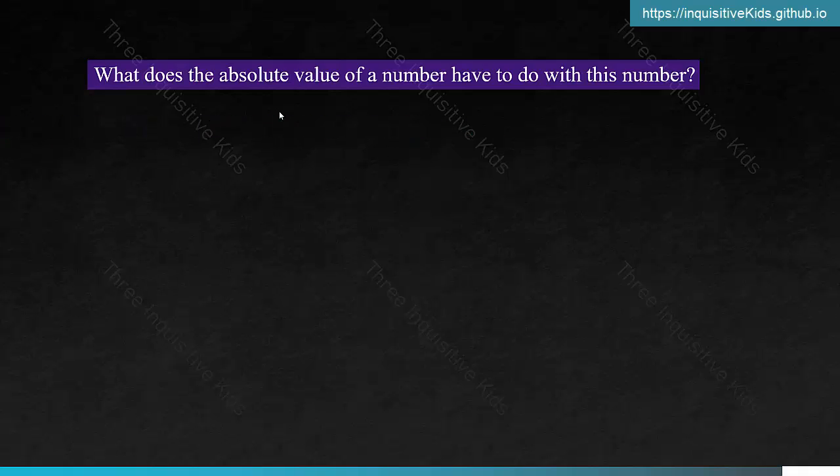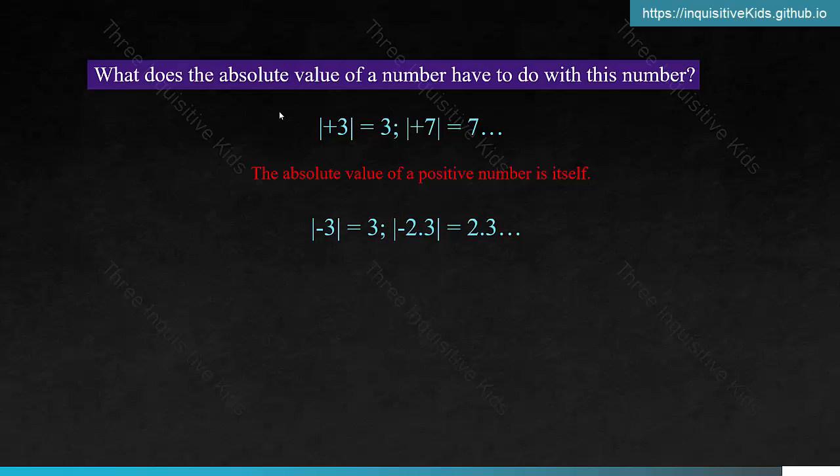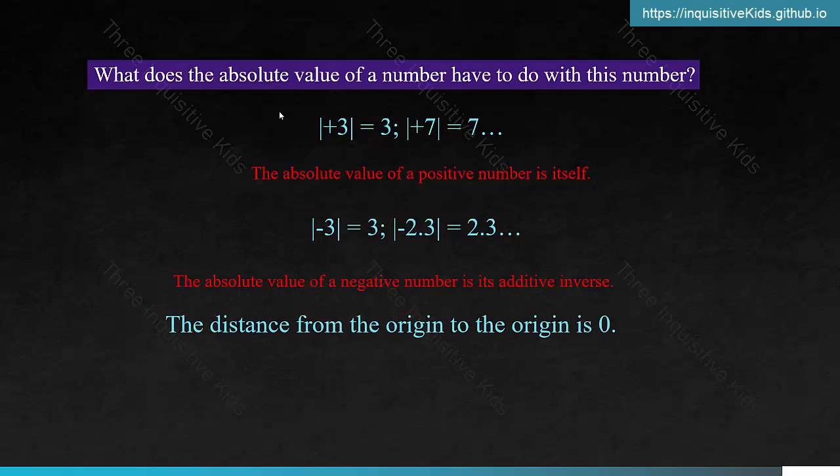What does the absolute value of a number have to do with the number itself? The absolute value of a positive number is itself. And the absolute value of a negative number is its additive inverse. The distance from the origin to the origin is 0. The absolute value of 0 is 0. That is, the absolute value of 0 is 0.